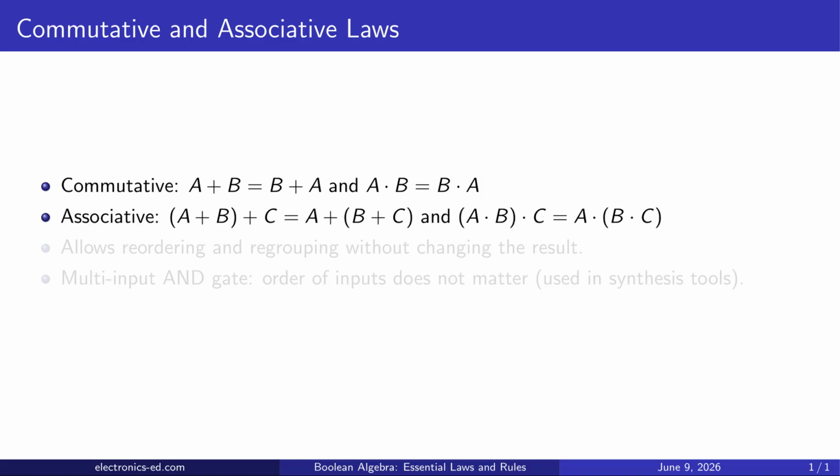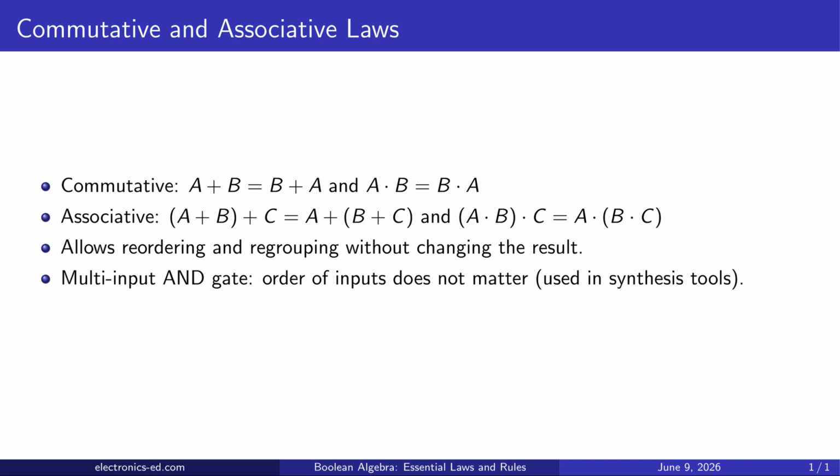Associative law says that when adding 3 variables, grouping the first 2 or the last 2 doesn't matter, and the same holds for AND. These laws let us reorder and regroup terms without changing the result. For a multi-input AND gate, the order of inputs doesn't matter, which synthesis tools take advantage of.